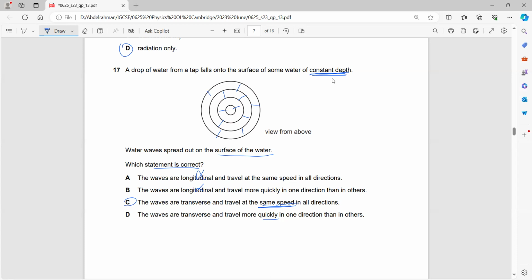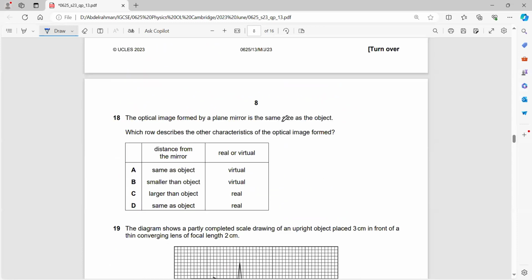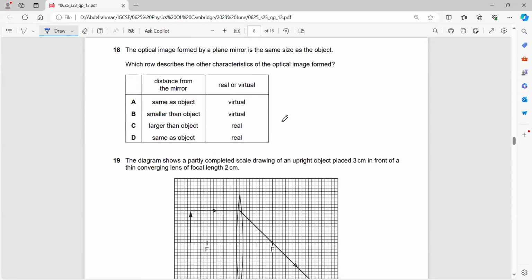Good. Next question. 18. The optical image formed by a plane mirror is the same size. Which row describes the other characteristics of this optical image? Formed by a plane mirror: the distance from the mirror, and is it real or virtual?